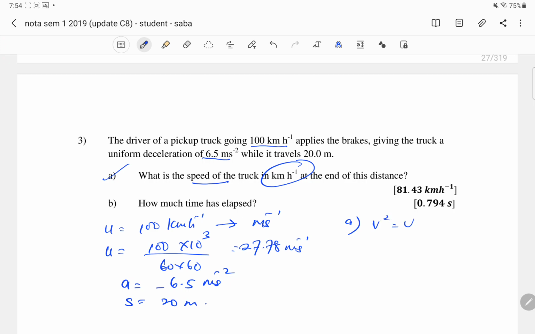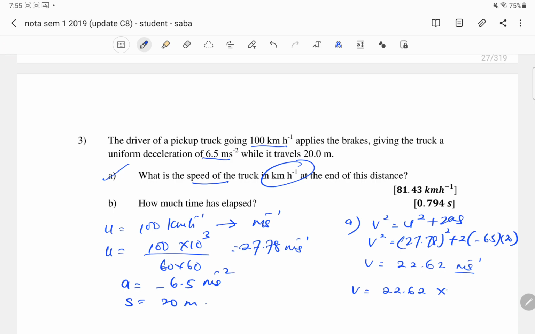So V squared equal to U squared plus 2AS. So V squared, U is 27.78 square plus 0.520. So you have V 2.62 meter per second, but here you have to convert into kilometer. So V equal to 22.60 times 10 power of negative 3 times 60. Okay, so you will have 81.43 km per hour. Okay, 2.3 km per hour.